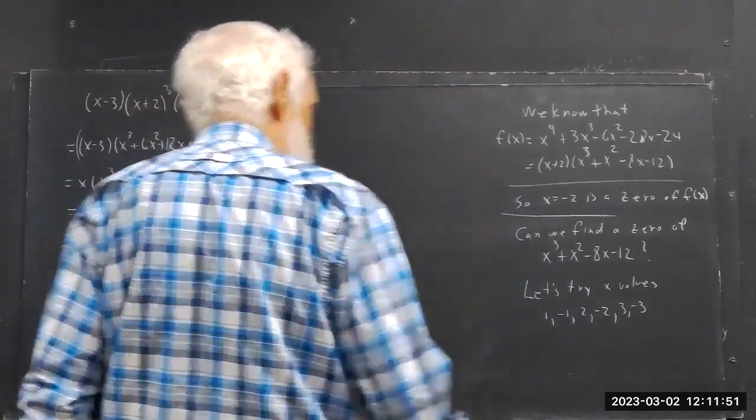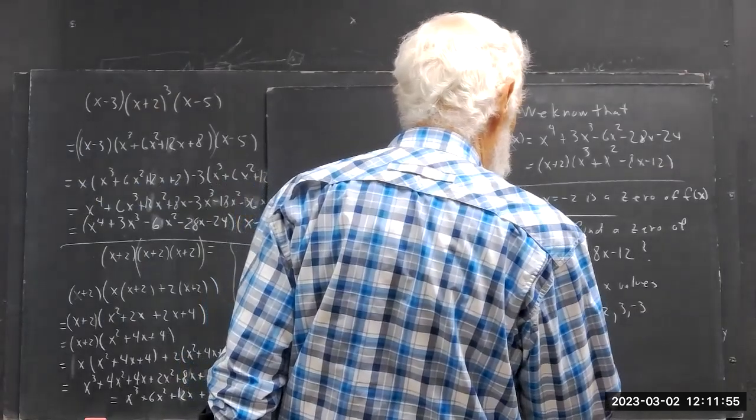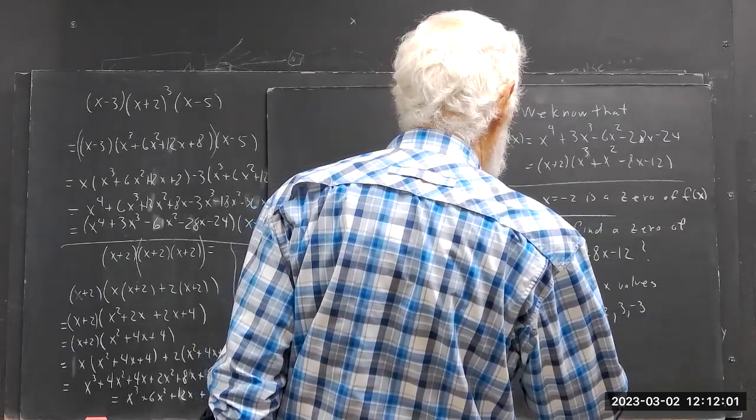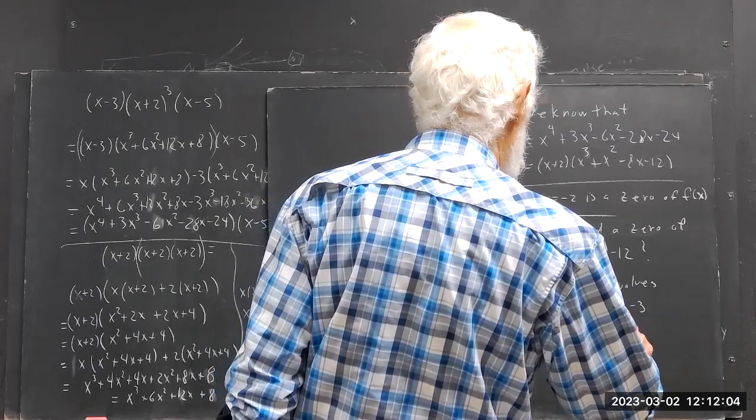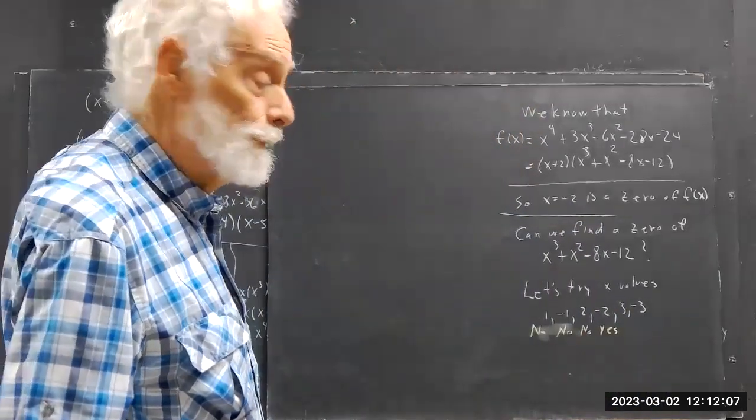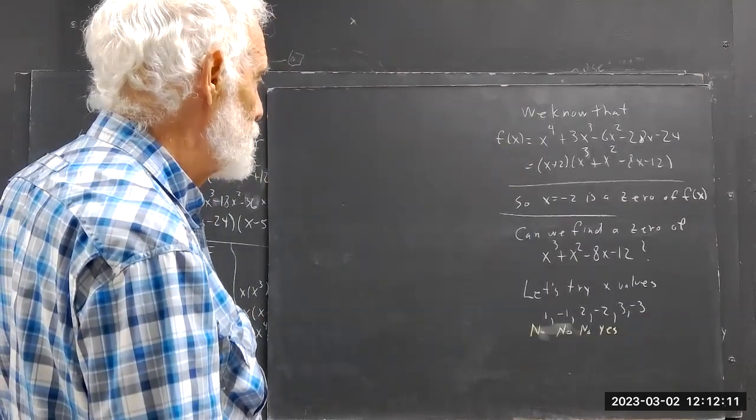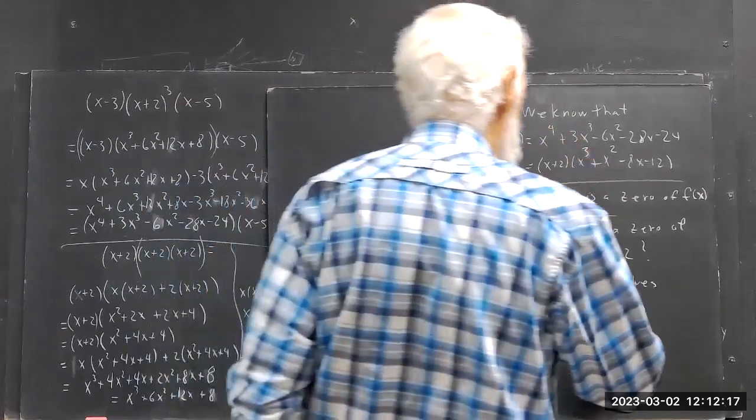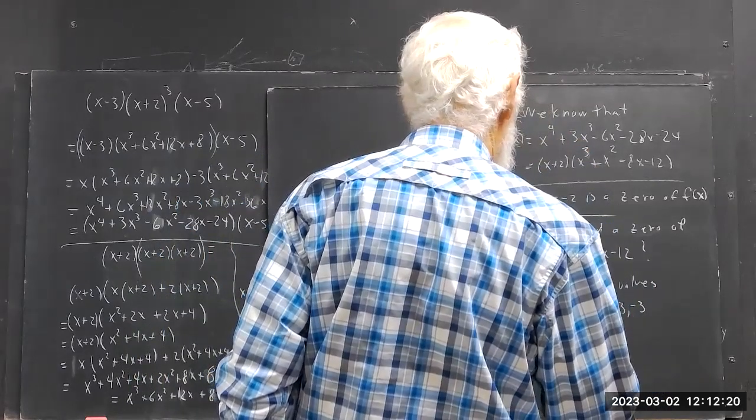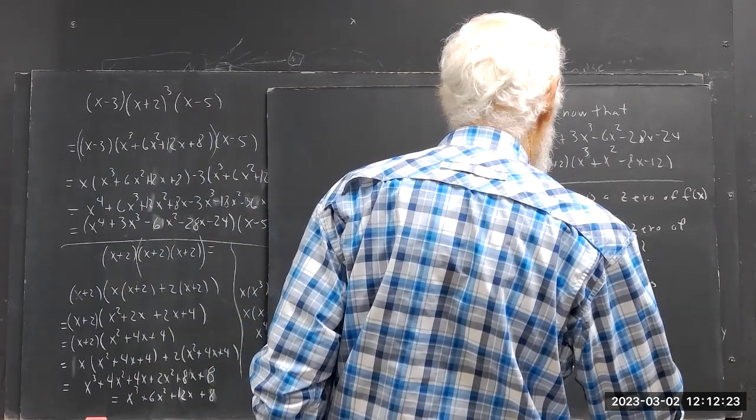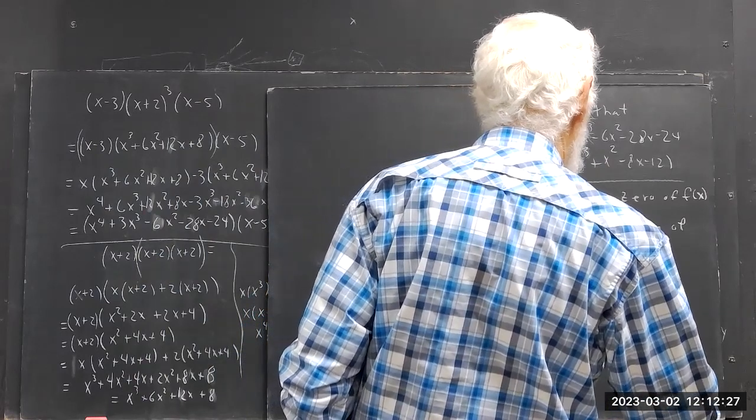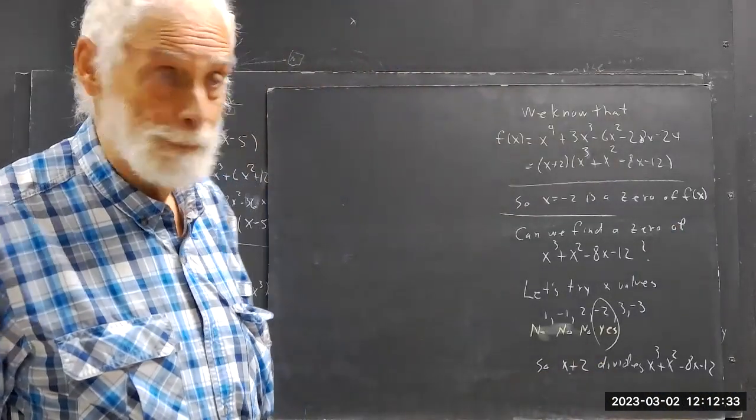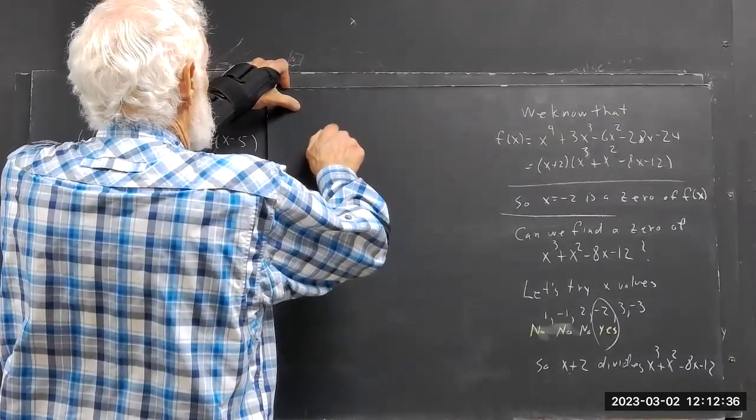Okay, so we found that this doesn't work. This doesn't work. No. No. Yes, okay. Well, that means that x plus 2 is going to divide that polynomial. Okay, well, we do that. A little shorter than the last one, it's not difficult.